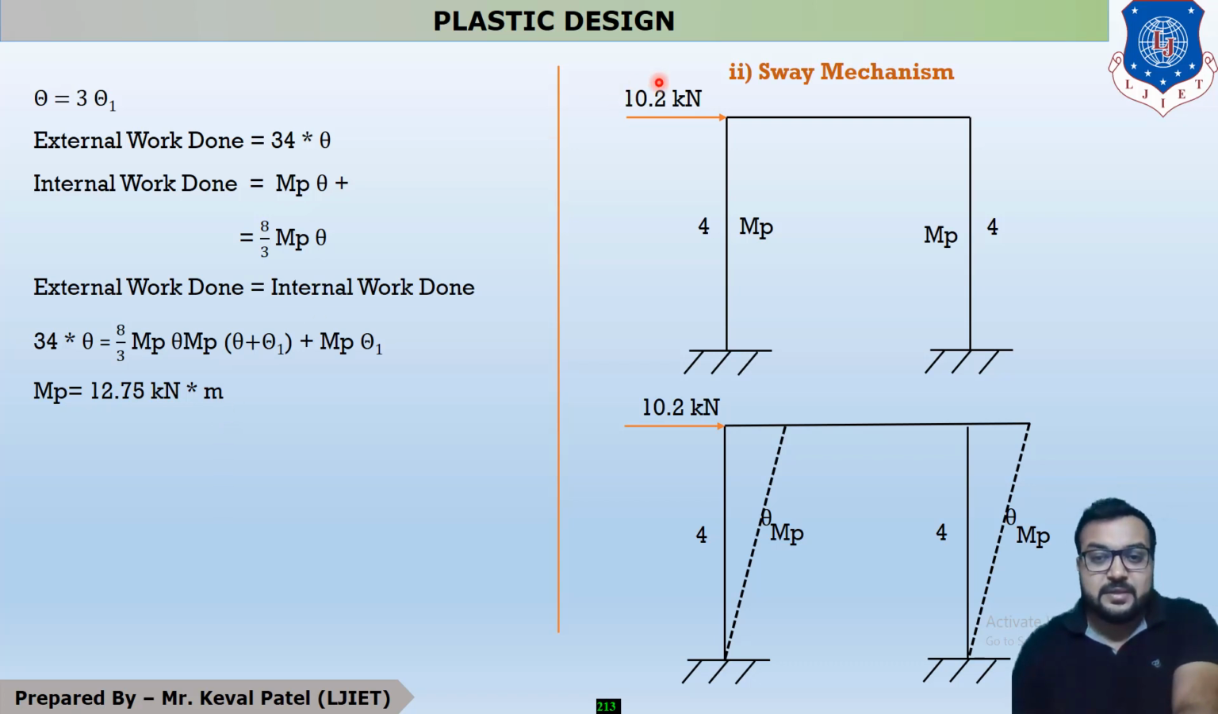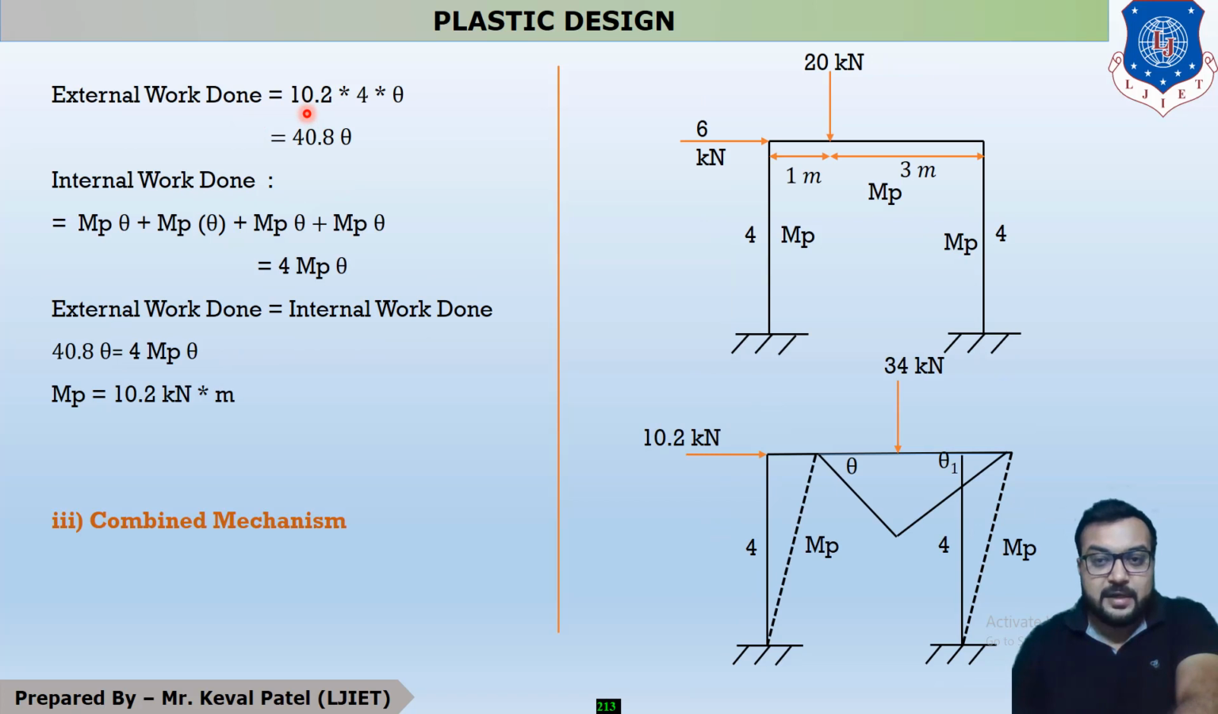Now your second mechanism is sway mechanism, and you all know that whenever your horizontal force is acting at the junctions, then your frame sways like this. Okay. So your horizontal load is 10.2 kilonewton, and it is deflected to this point. Okay. So you can see that this angle is theta. So this deflection is 4 theta because it is 4 into theta. Now external work done is equal to 10.2 into 4 theta. So it is 40.8 theta.